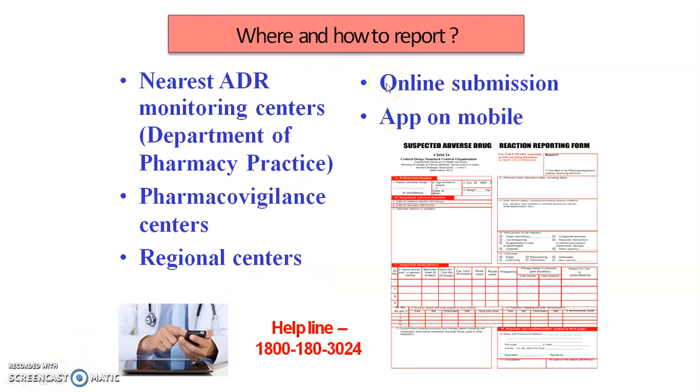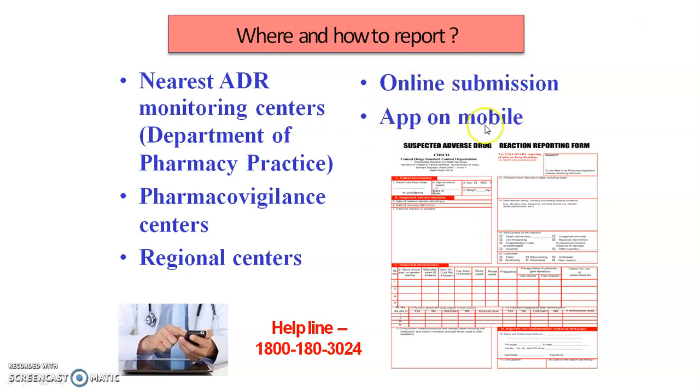If we want to report it, the next question is where to report it and how to report it. We can report any adverse drug reaction near the medical center where a pharmacology department is available, or you can report to a pharmacology or pharmacy practice department where a nearby pharmacy college is available, or you can directly report to the pharmacovigilance center which is situated in India in Ghaziabad. Also we can report to our regional centers nearer to your place. We can also do online submission of ADR reporting.